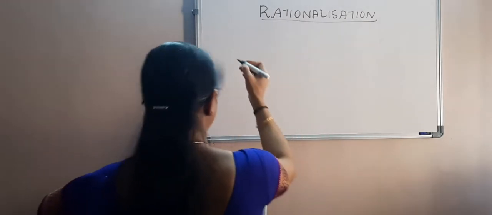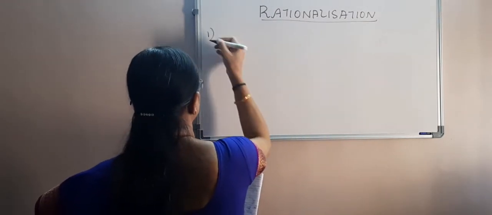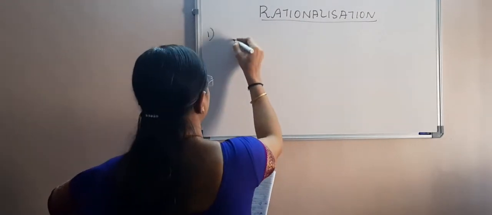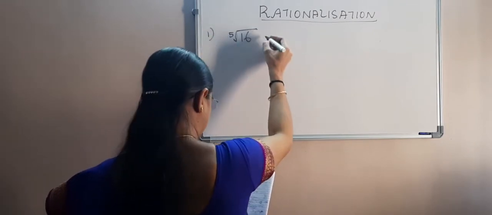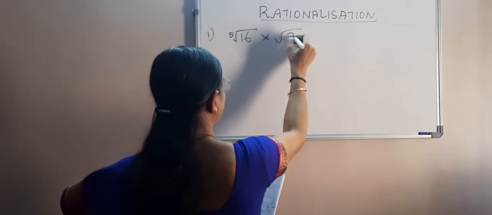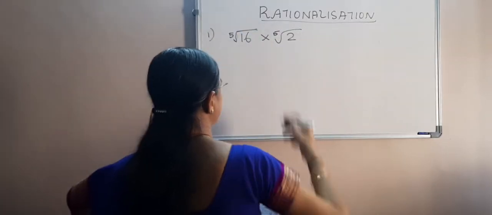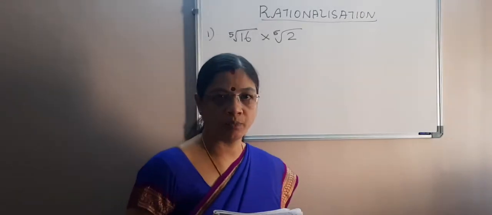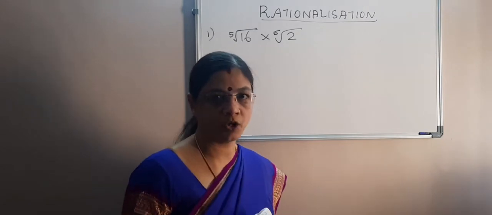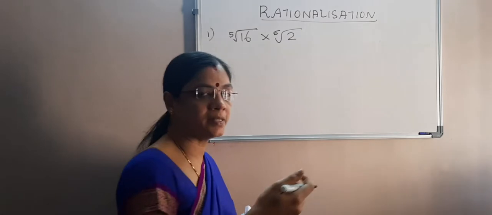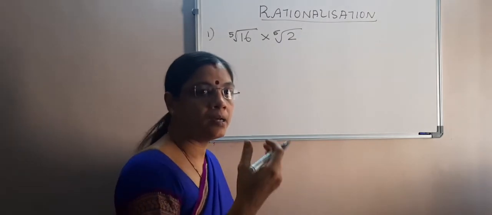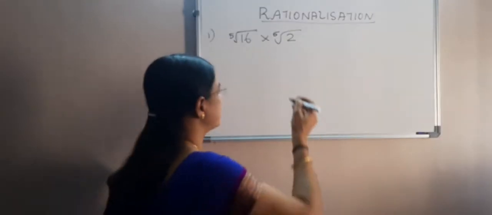Now the first one, for example: fifth root of 16 into fifth root of 2. This is just a simplification process. First we'll start with simplification, and then and there I'll justify the steps we follow and the laws for the steps we do.